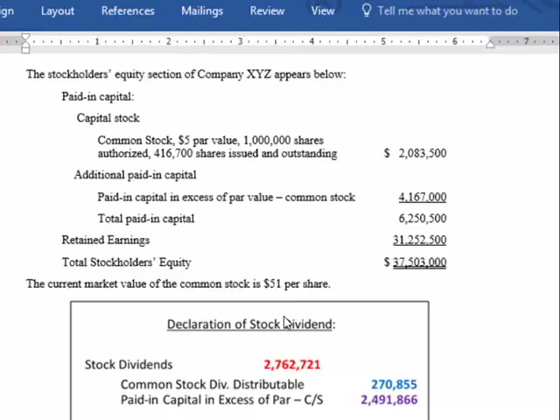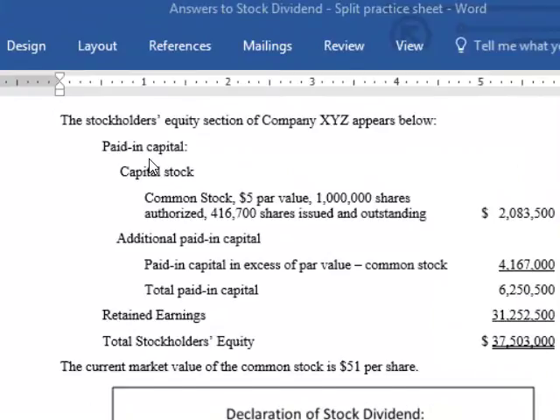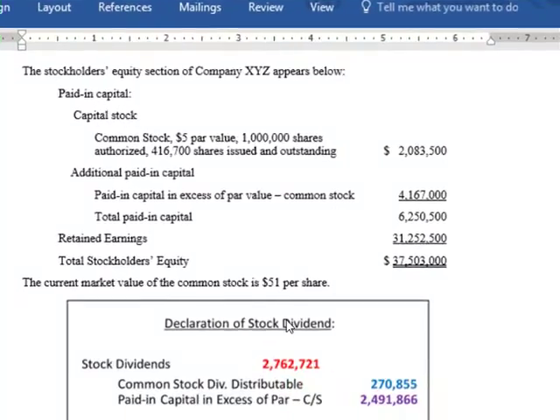For the second credit, we're going to take the difference between the $51 market value and the $5 par, so that's a $46 difference, and that's the amount in excess of par. We'll multiply that $46 excess by the number of new shares, and that's going to be our credit to paid-in capital in excess of par on the common stock.